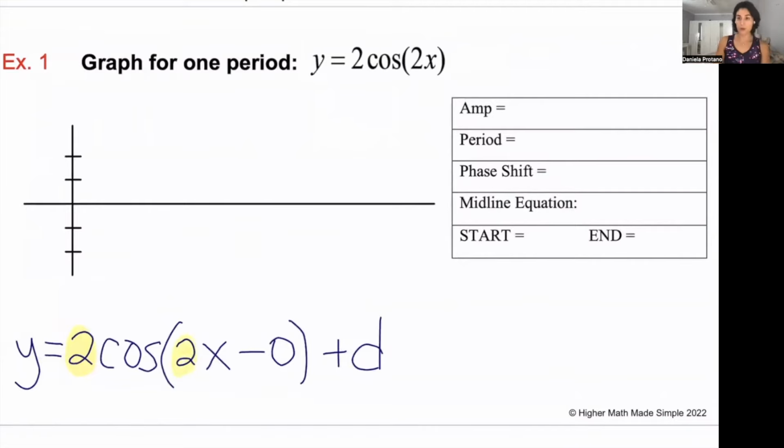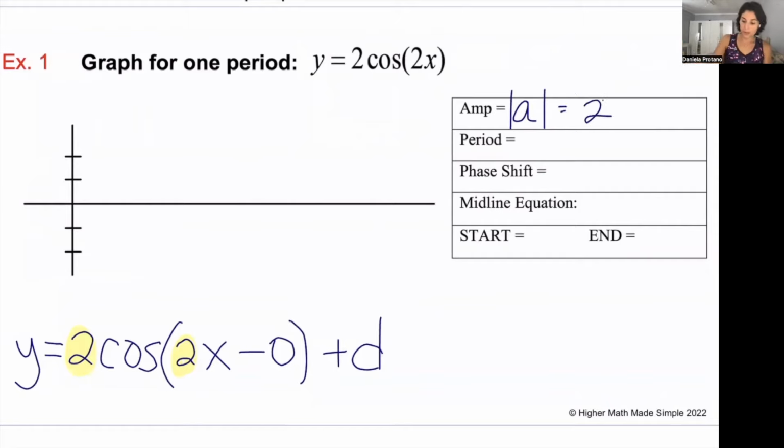Okay, so it's no surprise, instead of the amplitude being 1 as in the parent function, the amplitude is the absolute value of a, and a is 2. So the absolute value just means it makes it positive. 2 is already a positive number. Okay, now what is the period?